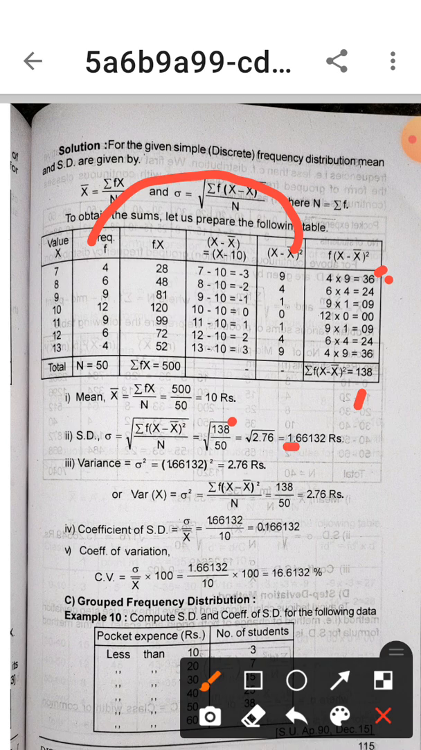Okay, the next is calculation of coefficient of SD or variance. Sorry, variance is a square of standard deviation. Okay, therefore square of this standard deviation, that is 1.66, will get you 2.76. Okay, you can get it.